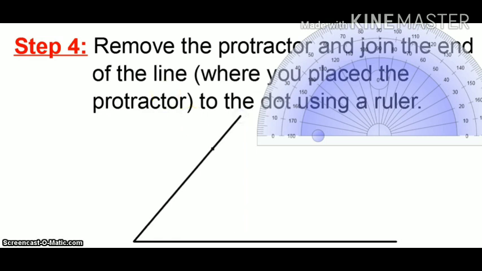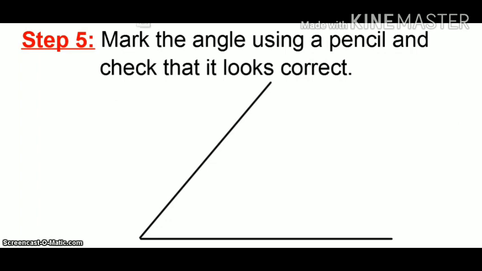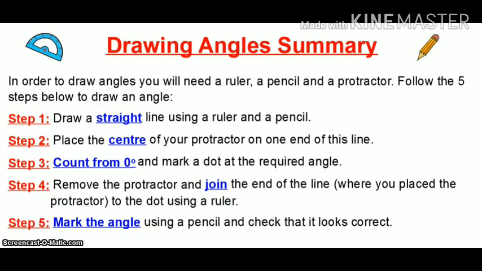Mark the angle using a pencil and check that it looks correct. Here the measurement is 50 degrees, so it is less than 90 degrees. So it is correct, and the type of angle is acute angle. Like this we have to draw the angle.